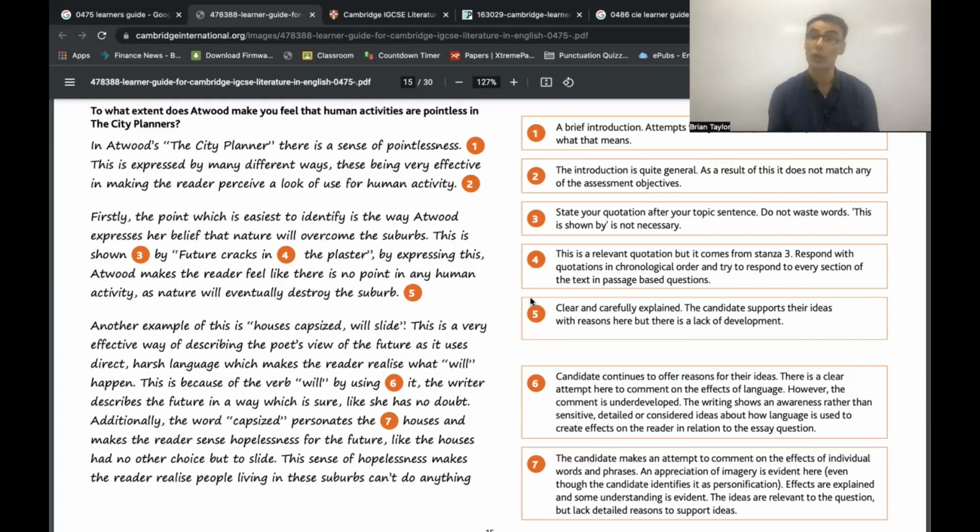So let's think what this candidate could have said. Well, "future cracks in the plaster." Plaster hints at man-made structures, usually inside houses, our dwelling places, our homes. These are not safe. Nature is going to reclaim them. It's like the future cracks represent the destruction of man-made dwellings by the natural environment, or the reclaiming forces of nature. And that would have just given it a little bit more.